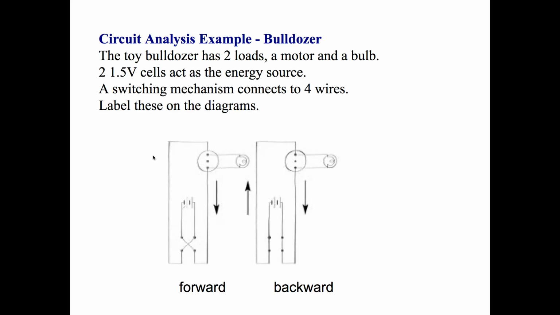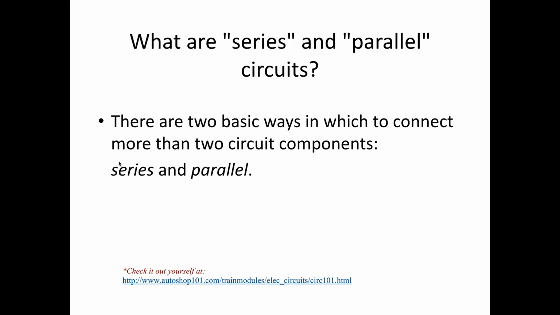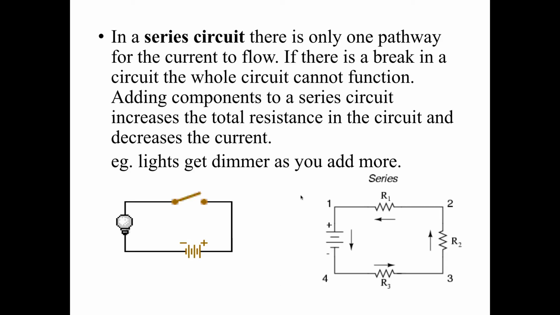Okay. So if we look at a toy bulldozer, it has two loads. So it has a motor and a bulb. So we have two 1.5 volt cells that act as an energy source, and a switching mechanism connects to 4 wires. Okay, so you can make an attempt to label these. So we do have two different types of circuits, and one set is the series and one set is the parallel. So two basic ways to connect circuit components.